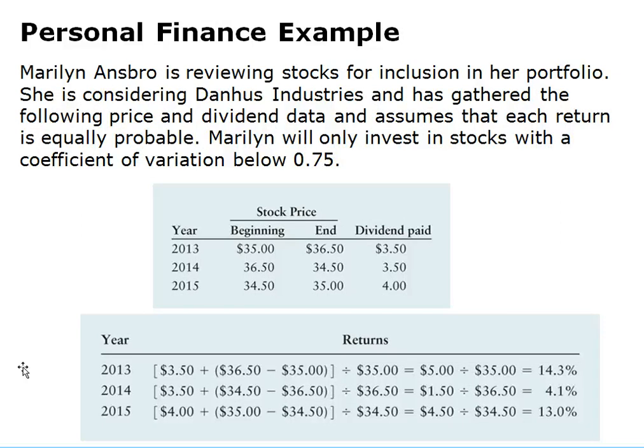Marilyn is reviewing stocks for inclusion in her portfolio, and she's considering Danhus Industries and has gathered the following price and dividend data, and assumes that each return is equally probable. Marilyn will invest in stocks with a coefficient of variation of 0.75. Here are the stock prices, beginning and end, and the dividends paid for 13, 14, 15, and here are the returns. She's dividing the actual returns by the beginning price, and we're getting the return percentages here for these stocks.